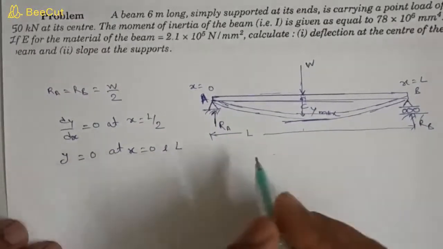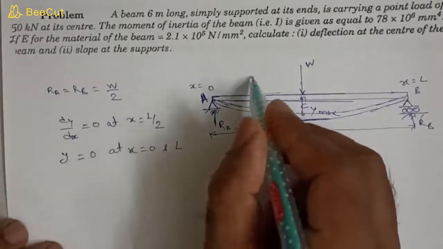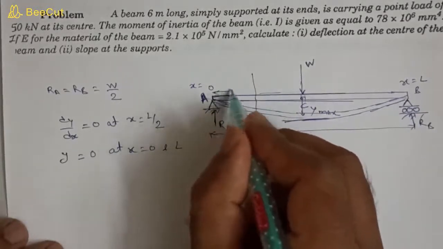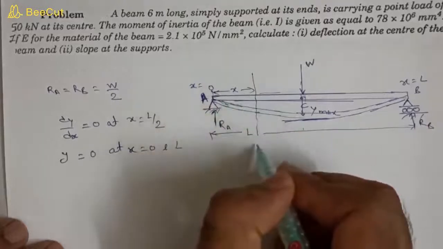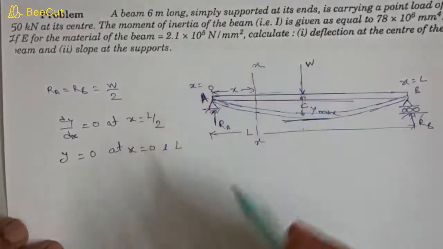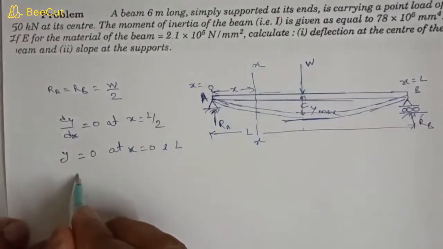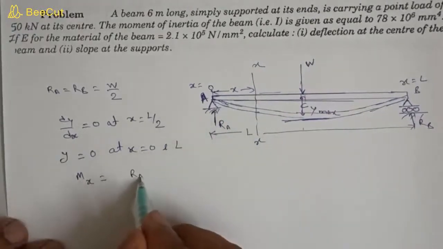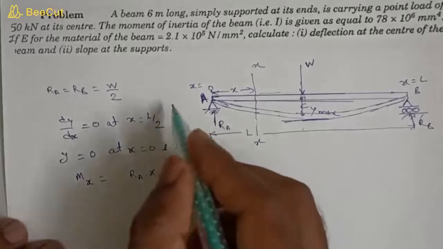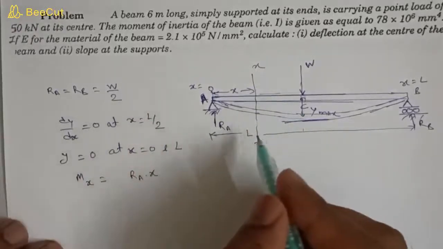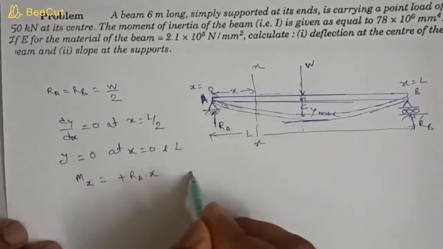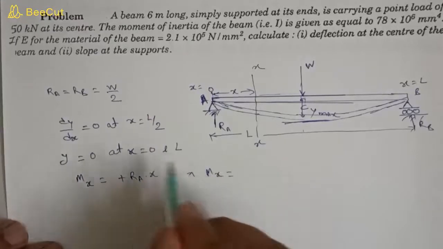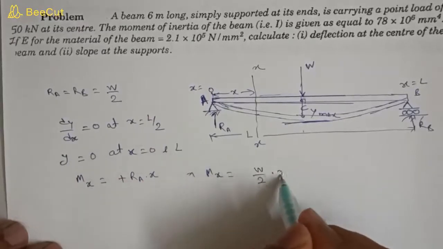Now what is the moment? If we take a section xx at x distance from the left, then the bending moment at section x is Mx is RA into x. It is a sagging moment, so it is positive. So Mx will be RA, which is W by 2, into x.